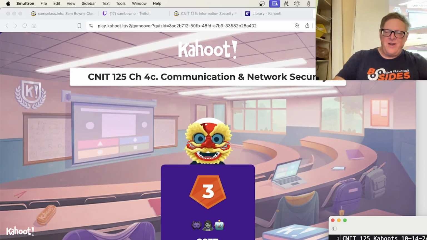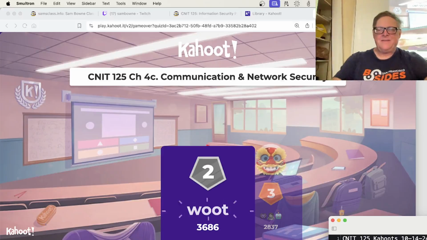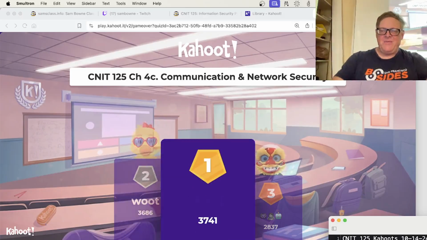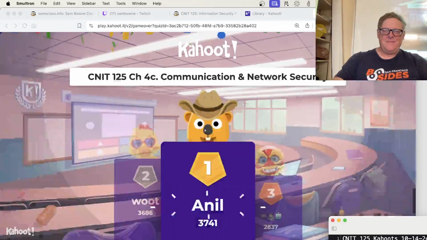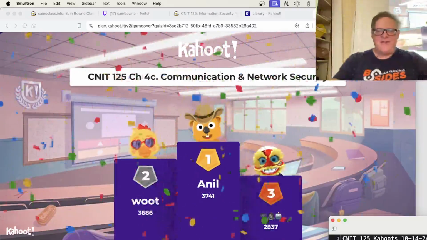All right, Space Invader wins again. Looks like the same three people. And so it is.